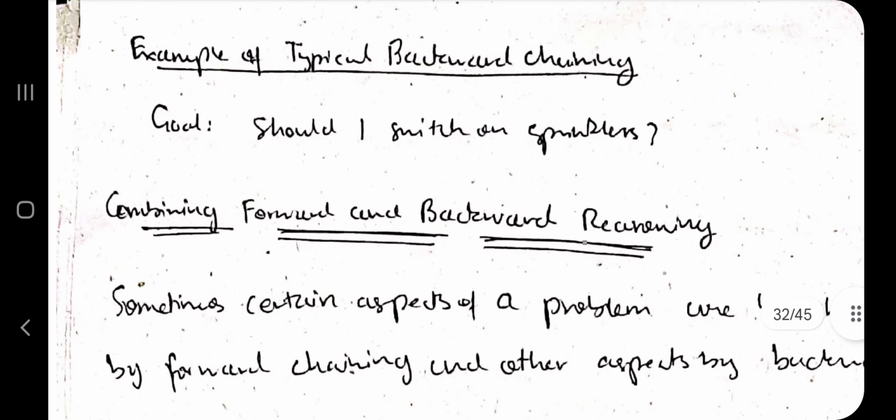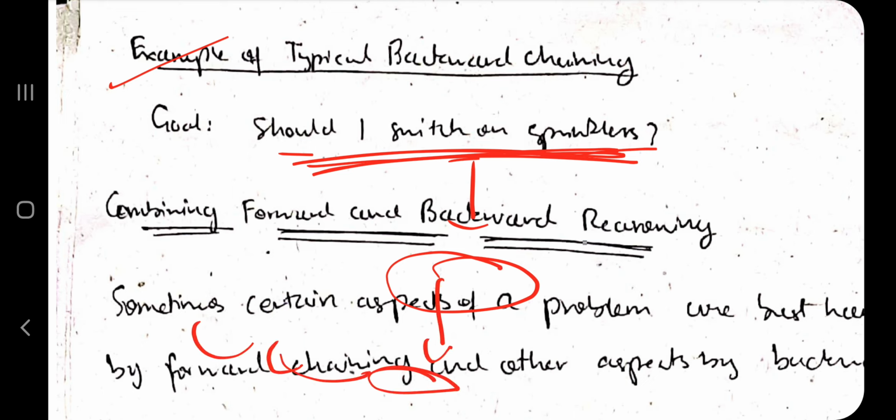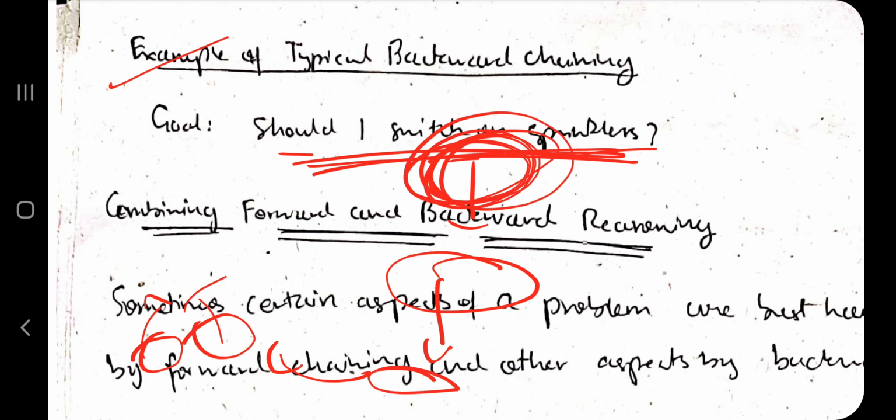A typical example of backward chaining also you have to give. Should I switch on the sprinklers? You will be asking this. Why should you switch on? Then you will go back: if there is fire. Why will there be fire? If it is smoky and hot. Why is there smoky? Like that you will keep on going from the goal state. Observe carefully. You are going from the goal state till what? The initial state. This is what is called the typical example of backward chaining.